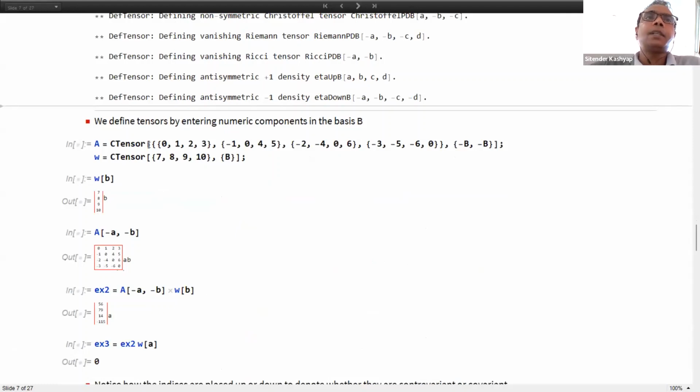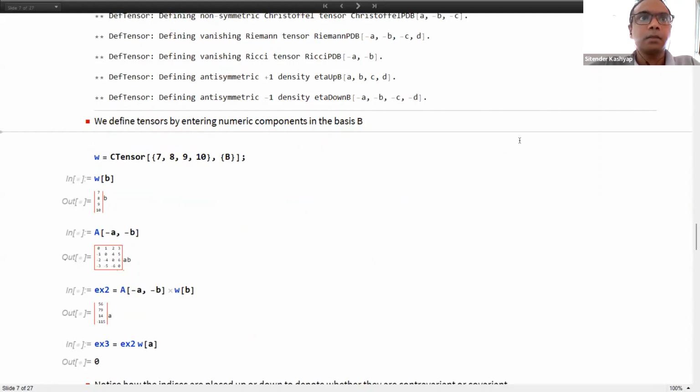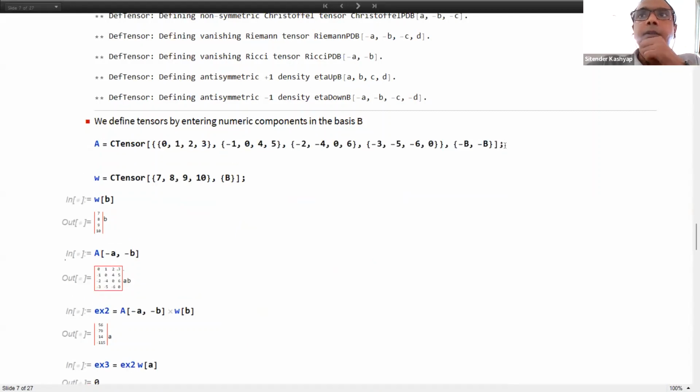So now how do we define tensors in xCoba? These tensors will be called CTensors. C means coordinate tensors. For example, they are entered as lists. So A, for example, you see, this is entered as a list. It's the antisymmetric tensor.